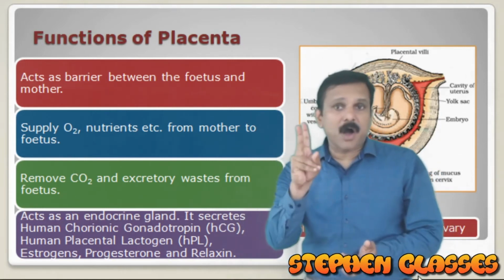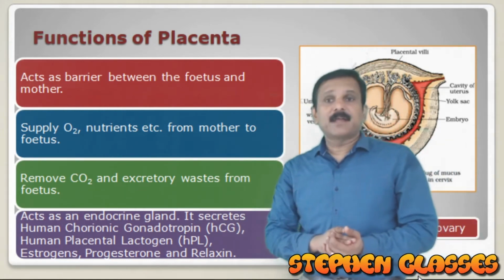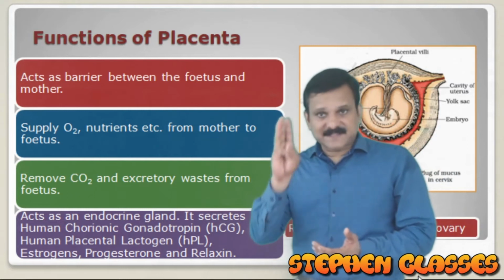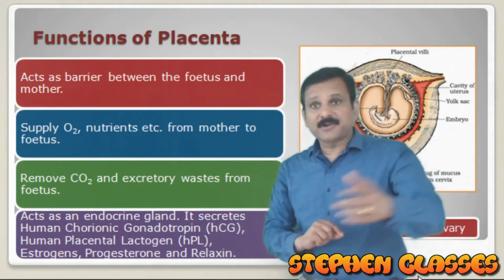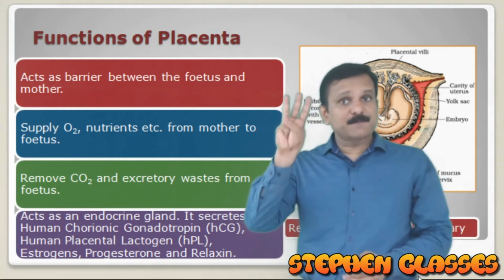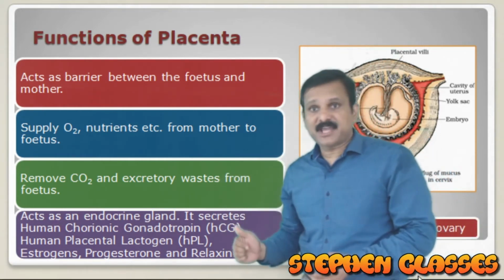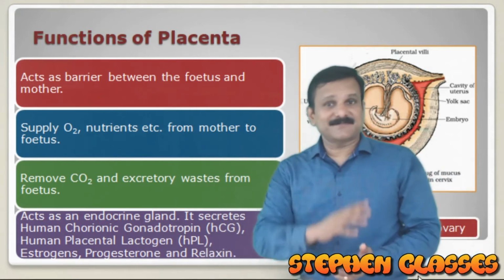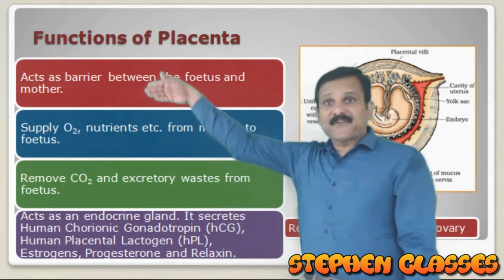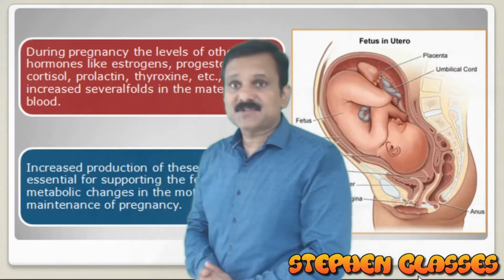What are the three hormones produced only during pregnancy? They are HCG, HPL and relaxin. You can note down three hormones produced only during pregnancy are HCG, HPL and the last one called relaxin. Is it clear? So these are the functions of placenta. Right. We move on to the next topic.